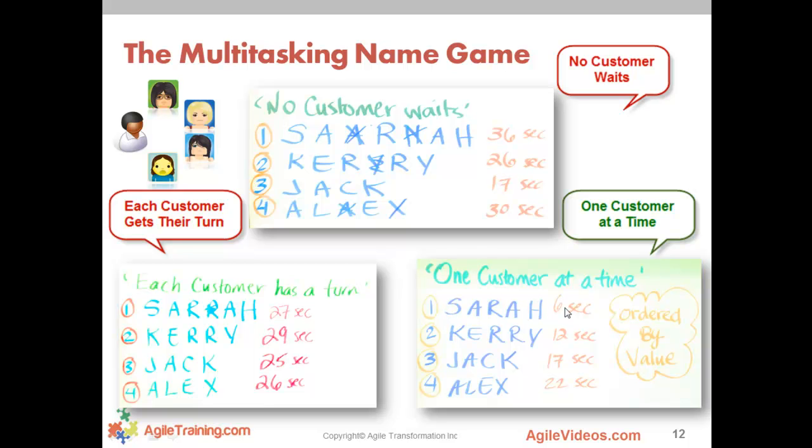And so Sarah gets done in 6 seconds. Carrie gets done in 12, Jack in 17, Alex, who's the last person in the line, still gets done after 22 seconds. It's actually remarkable when you look at this. It's the same exact problem we're trying to solve. It's 4 different customers with 4 different requirements and only one person to get it done. How we get it done influences dramatically the end result.